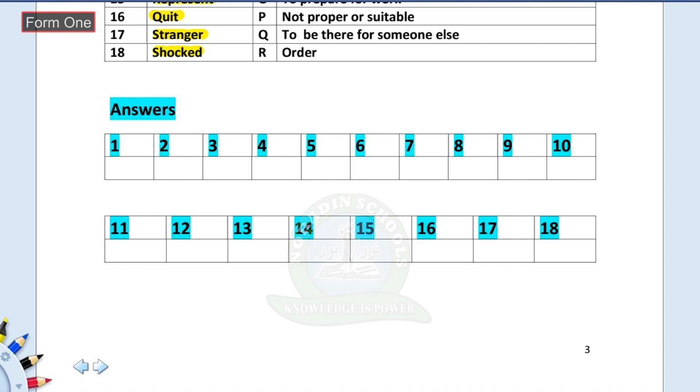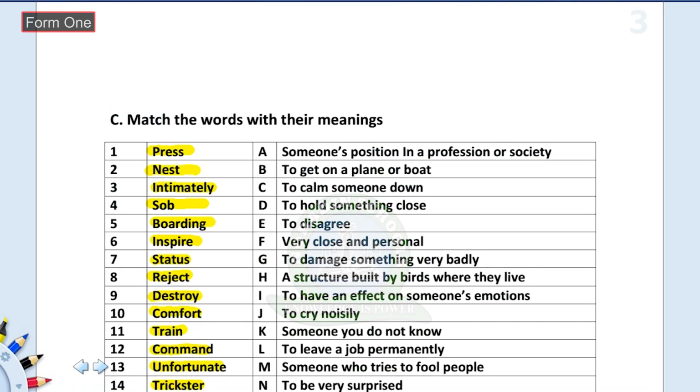Well, now you have to consider the right answers. You look at the word and you search its meaning in the next column. If I try to do this for you, well, press... okay, I'm going to leave this job for you because the answer box is in the other page.